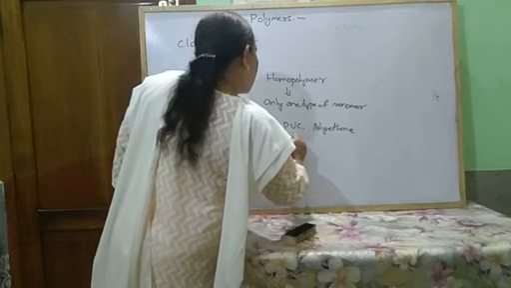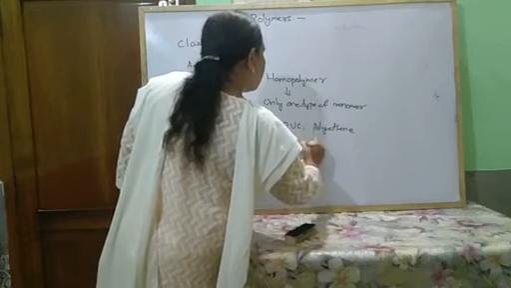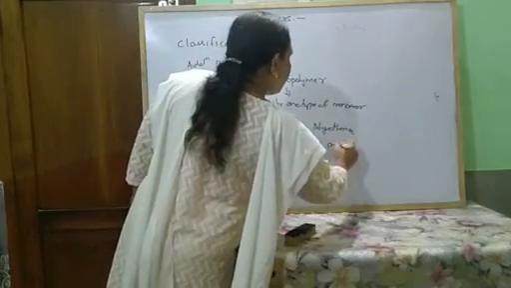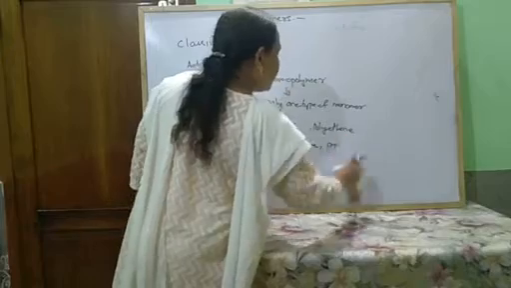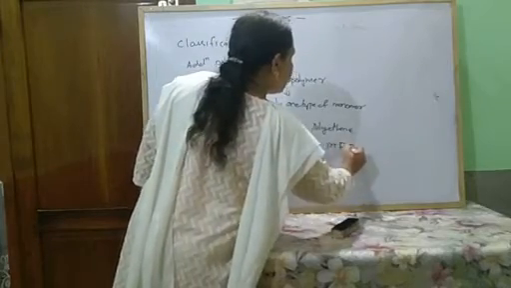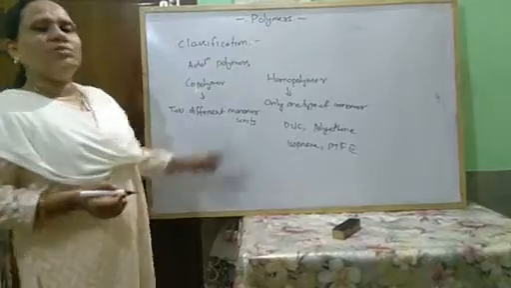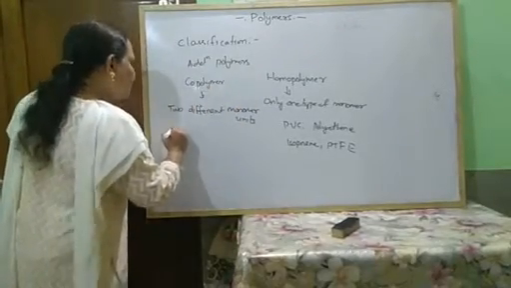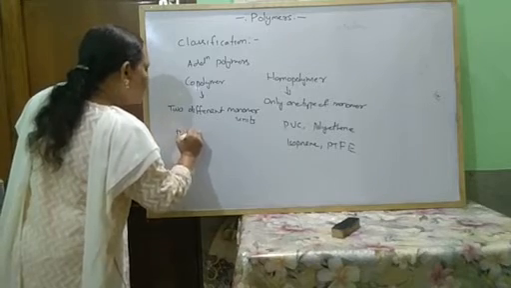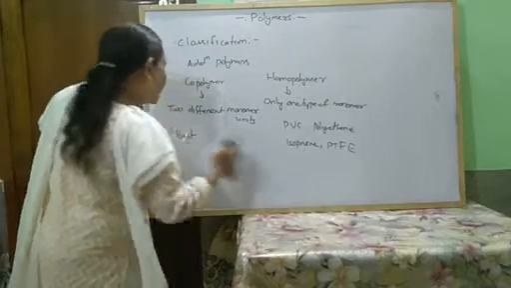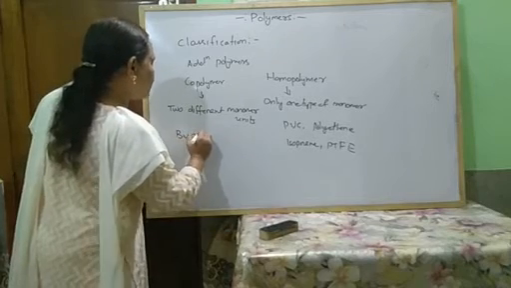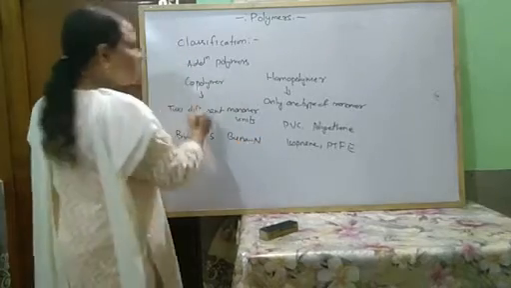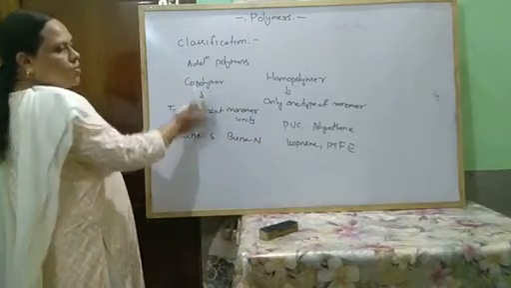isoprene, so these are polytetrafluoroethylene. These are examples of some homopolymers. Whereas this consists of your Buna-S, Buna-N. So these are examples of some copolymers.